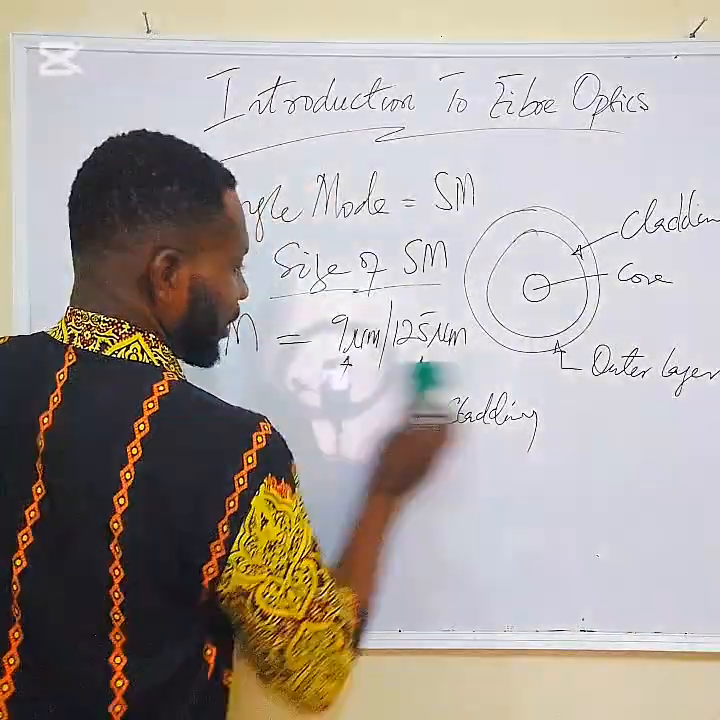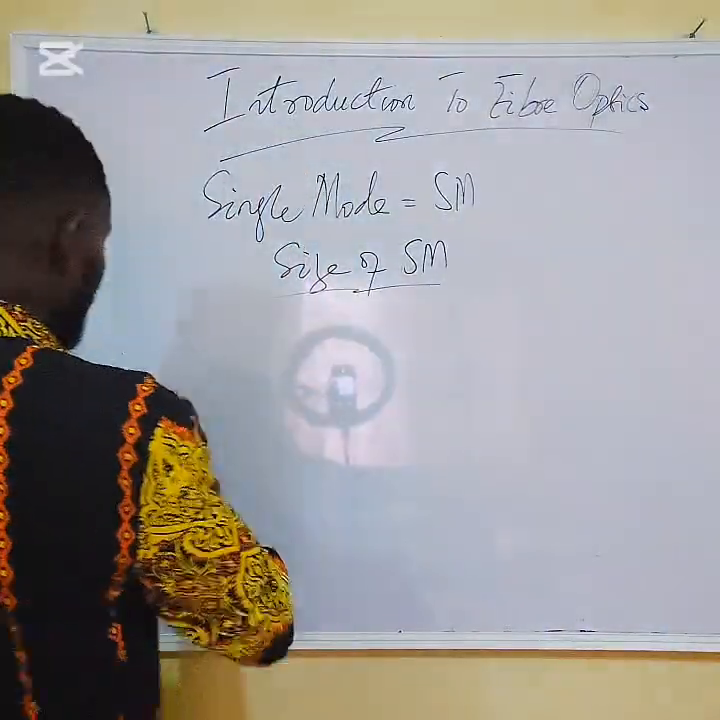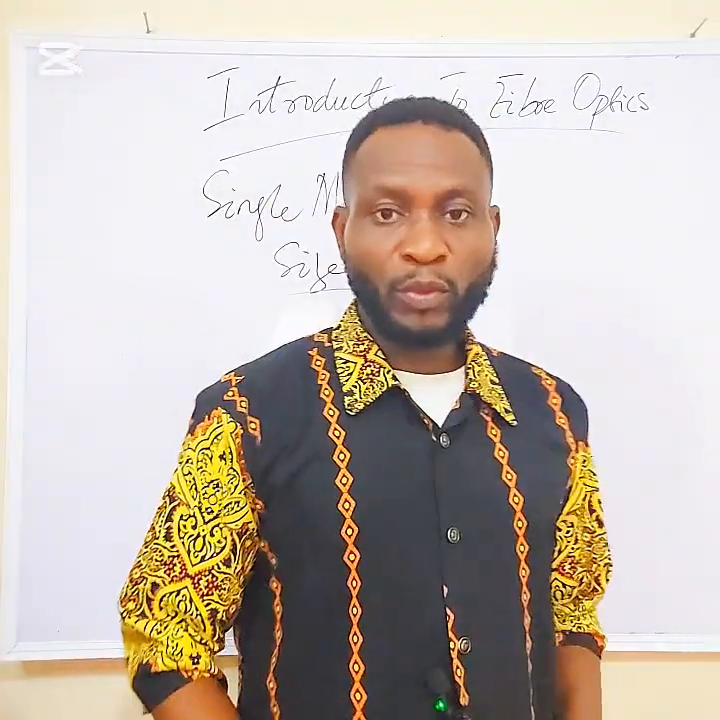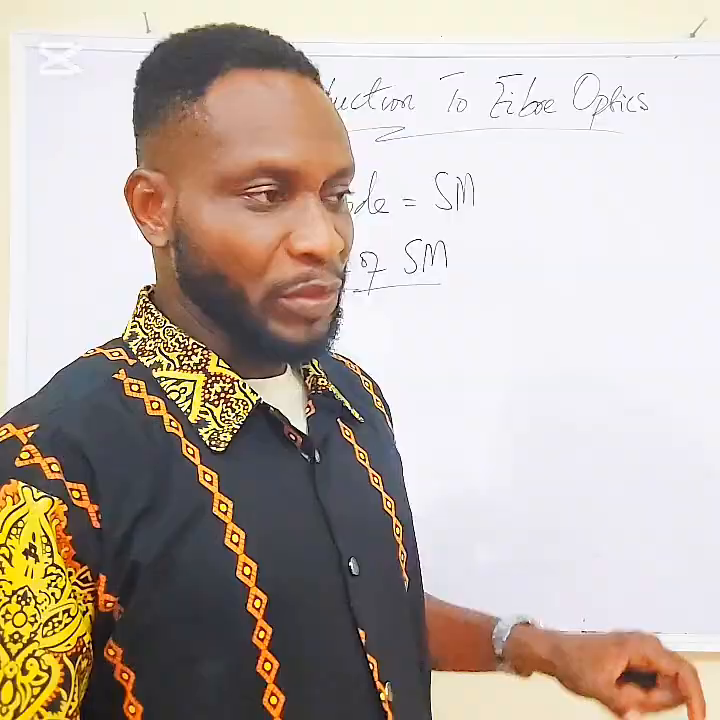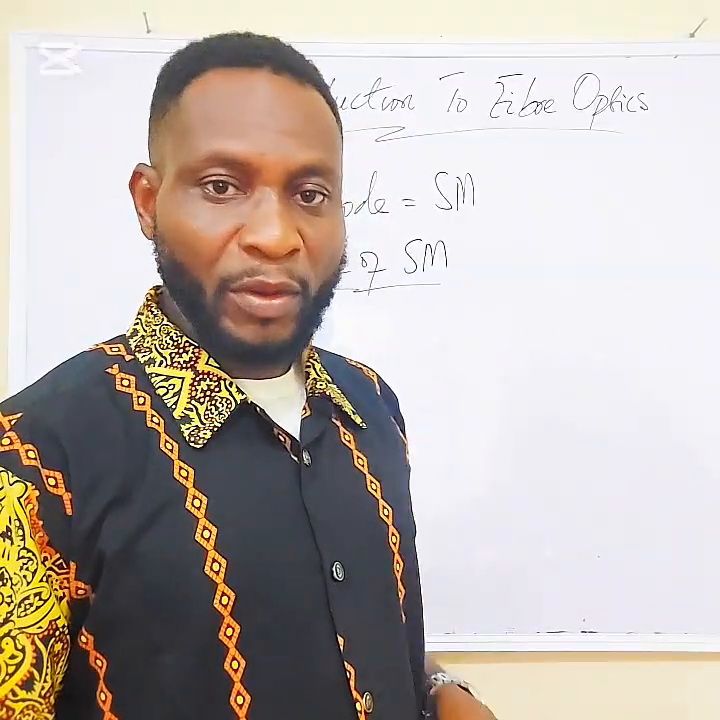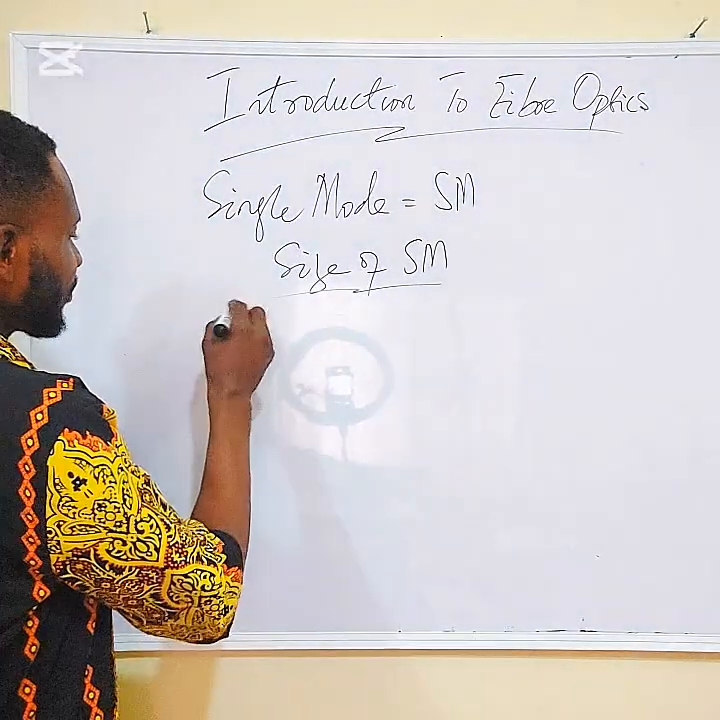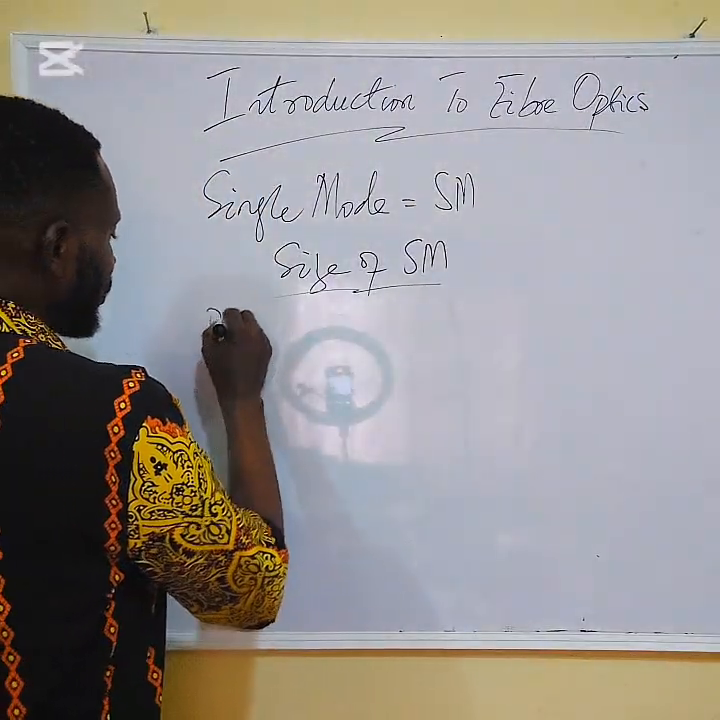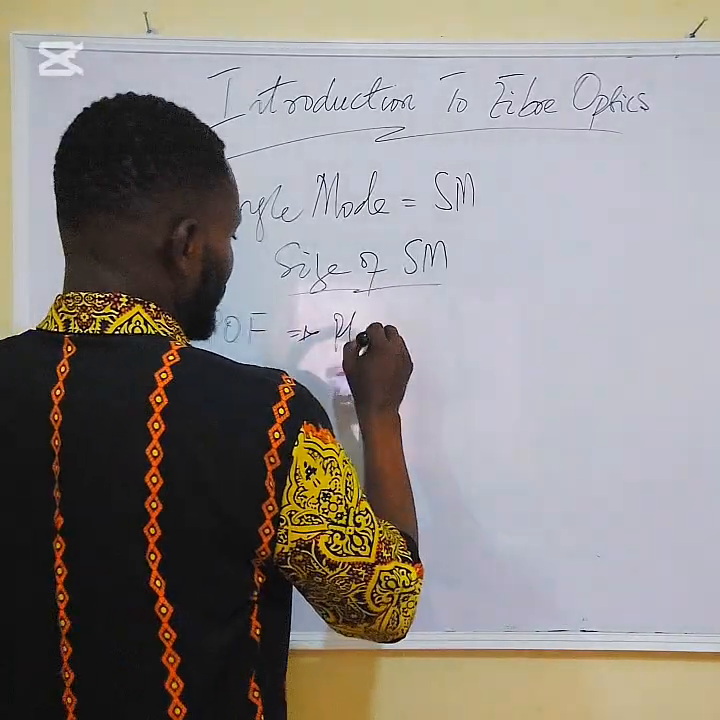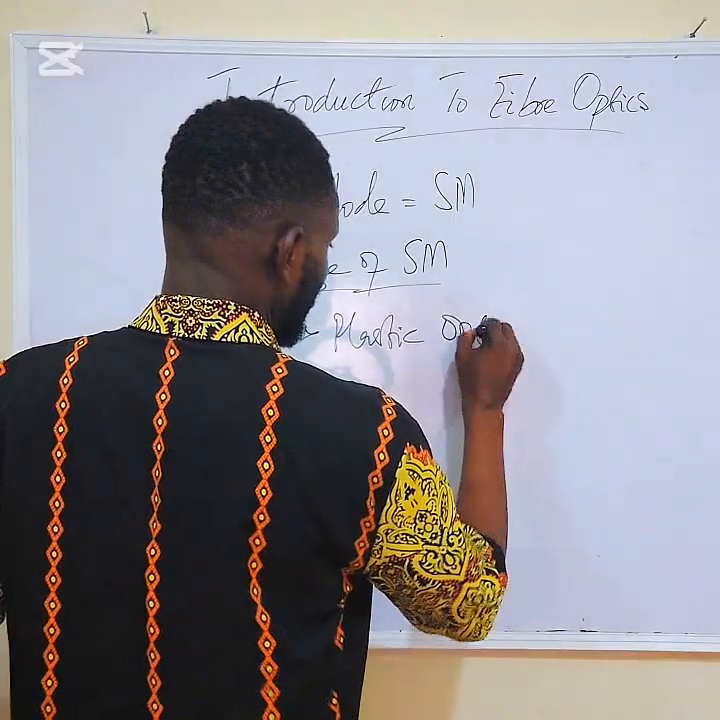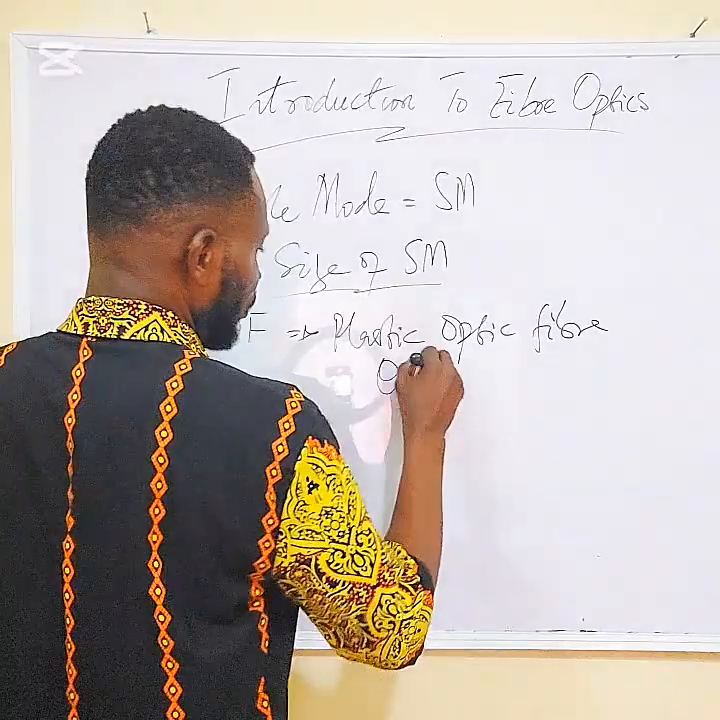So let's move on to multi-mode. Last time we established why this is called multi-mode. It's not just a name; it's because of the scattering of the light inside the core. That's why we call it multi-mode. So the first multi-mode we have, we'll call it POF. What do we mean by POF? Plastic optical fiber. And some people call it OM1.